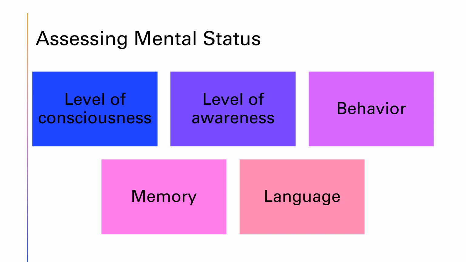We want to assess their memory. We can tell them something and have them repeat it back to us. We can ask them to count forwards or backwards. We may ask them questions like, who's the president? When was their wedding anniversary? What's their spouse's name? Anything to let us know that they remember stuff.